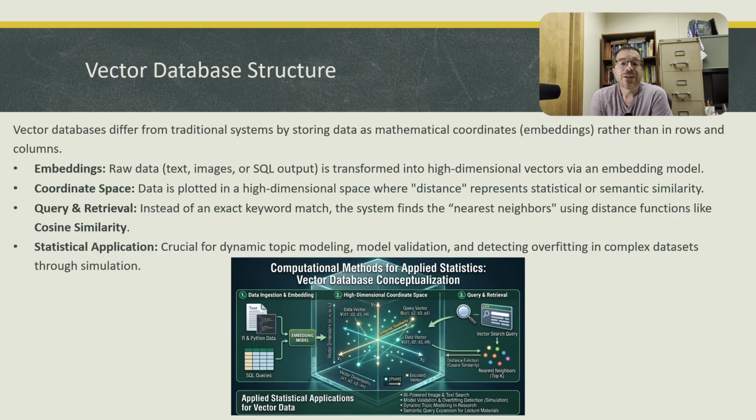Now let's talk about vector database structure. So a vector database differs from traditional systems by storing data in mathematical coordinates or embeddings rather than rows and columns. So these embeddings are the raw data, things like text, images, or even SQL outputs, and it's transformed into a high-dimensional vector via an embedding model. So this model has a way that it embeds them, giving them sort of coordinates on this vector space. And then with that, data can be plotted in a high-dimensional space where the distance represents statistical or semantic similarity.